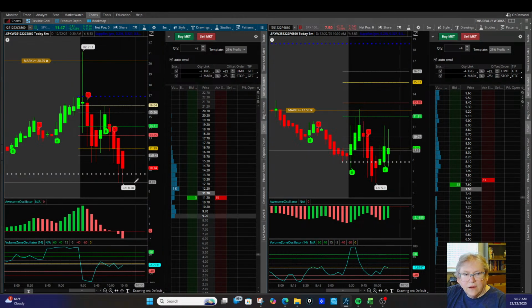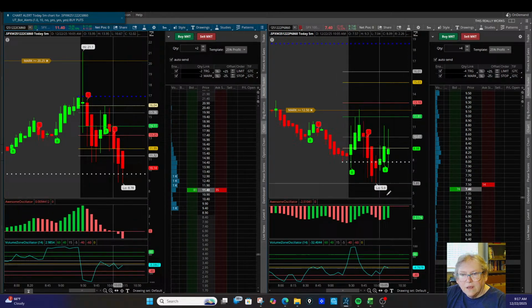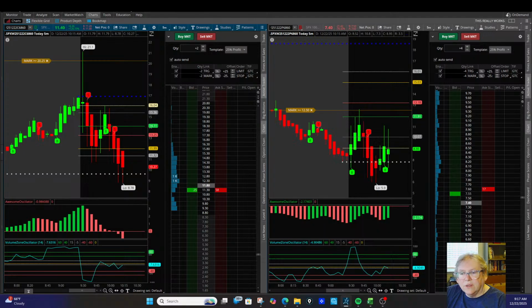Looks like right here we have something of a double bottom. And that was a buy signal on the puts.